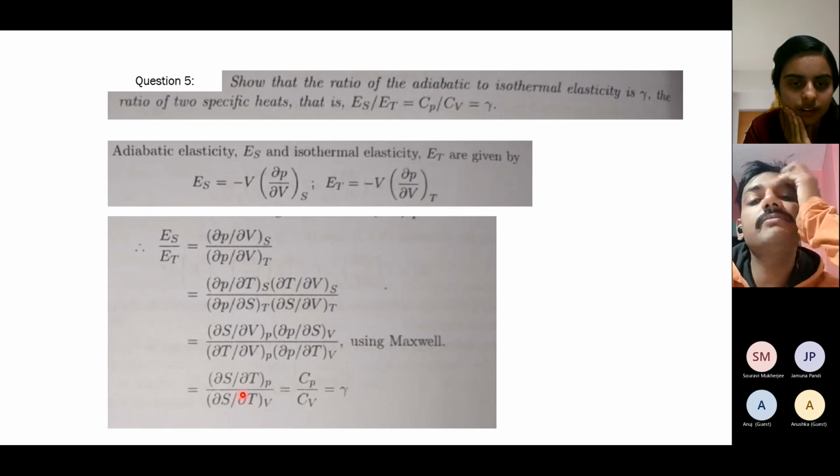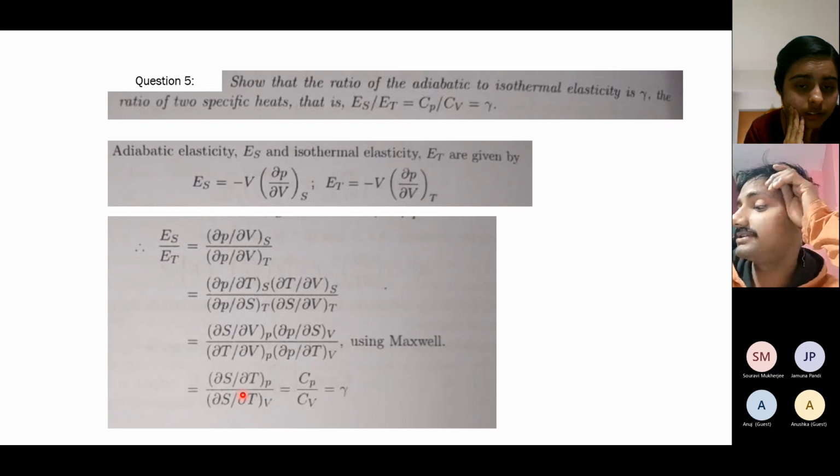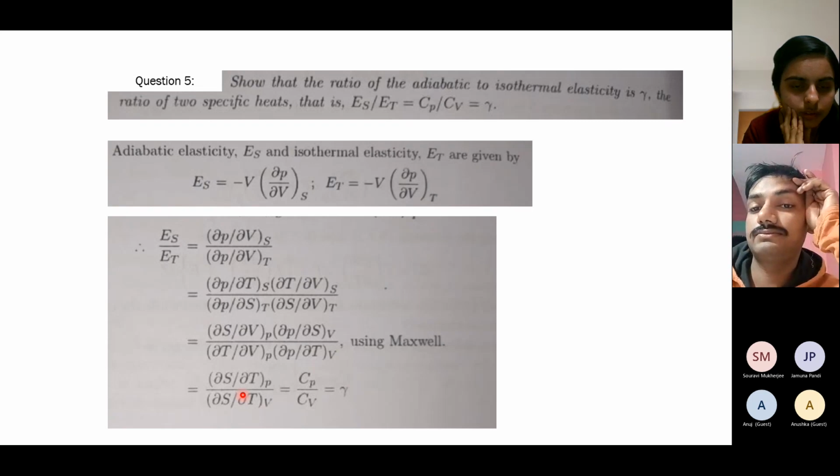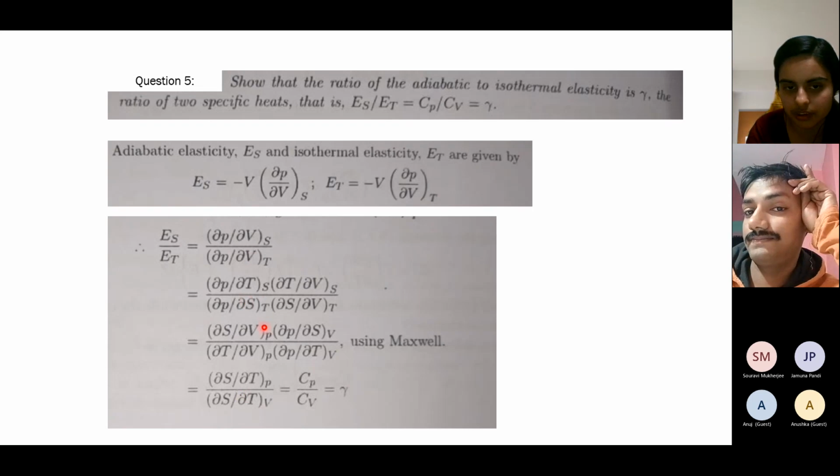Okay, let me tell you. Maxwell relation. So from here to here, we are using Maxwell's relation. That is clear to me because we know that. You're replacing this by this, and you can find the correspondence. That's fine. But then, how do you get from here to here using Maxwell's relation?